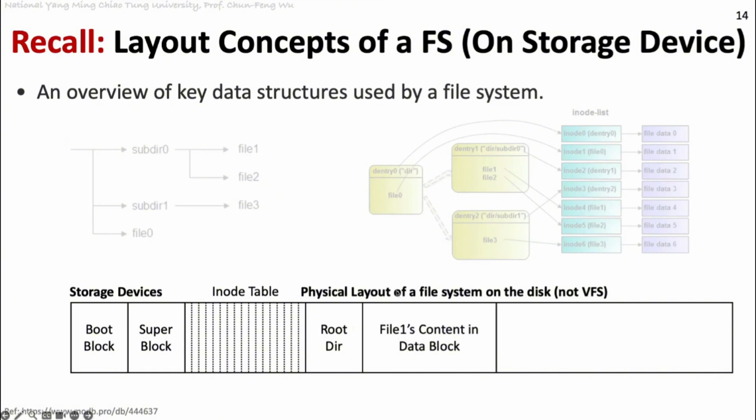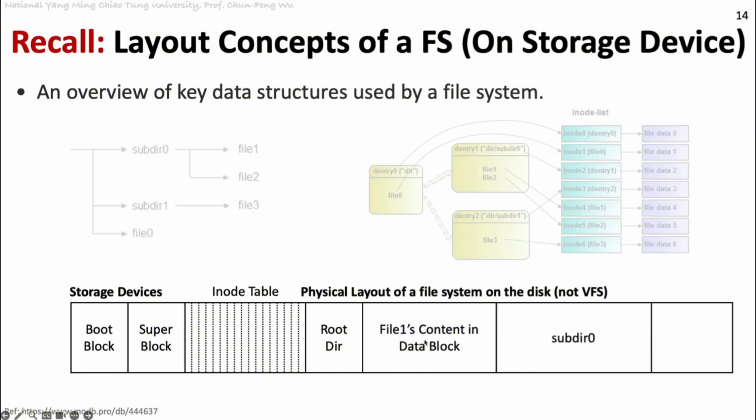So for file data, the content of file 1 will be stored in this data block. When you are going to access the data belonging to file 1, you first need to check the inode table to find where the data block is. The inode table will return where file 1 is stored, and then you can start to read out file 1, for example.